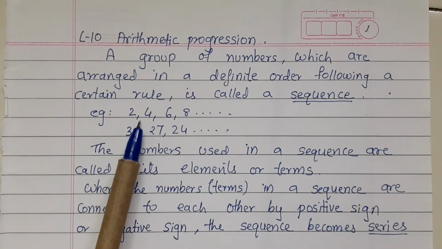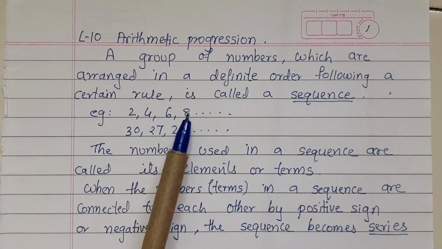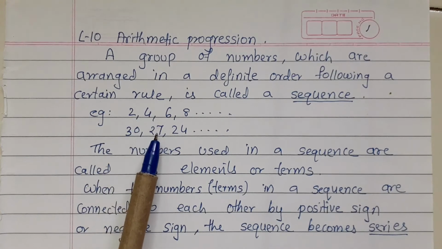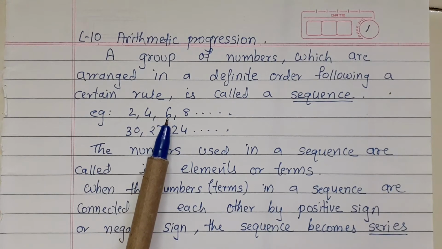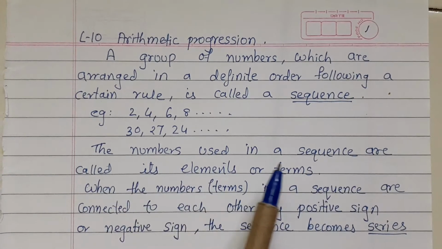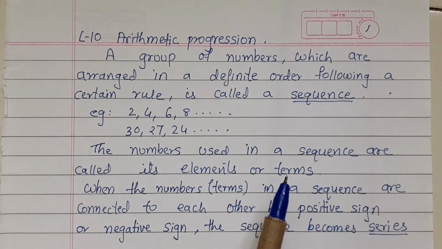Example: 2, plus 2 is 4, plus 2 is 6, plus 2 is 8, and so on. 30, minus 3 is 27, 27 minus 3 is 24, and so on. The numbers used in a sequence are called its elements or terms. When the terms in a sequence are connected to each other by a positive sign or a negative sign, the sequence becomes a series.